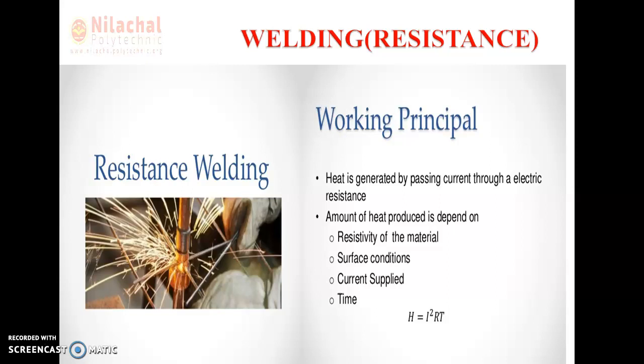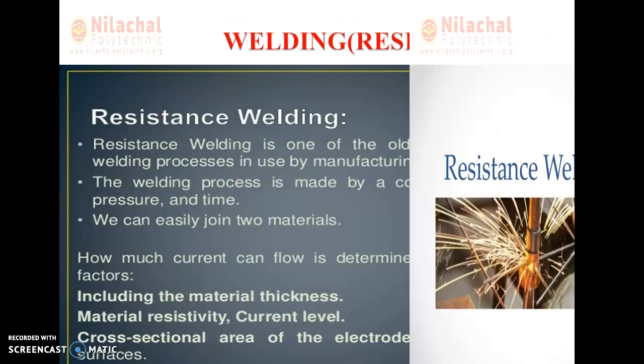In the first class, we already went through the classification of welding. First of all, we have two types of welding: one is fusion welding, in the plastic state, and another one is resistance welding. Here we start with resistance welding. So resistance welding is a fusion welding process, and it works as per the definition.